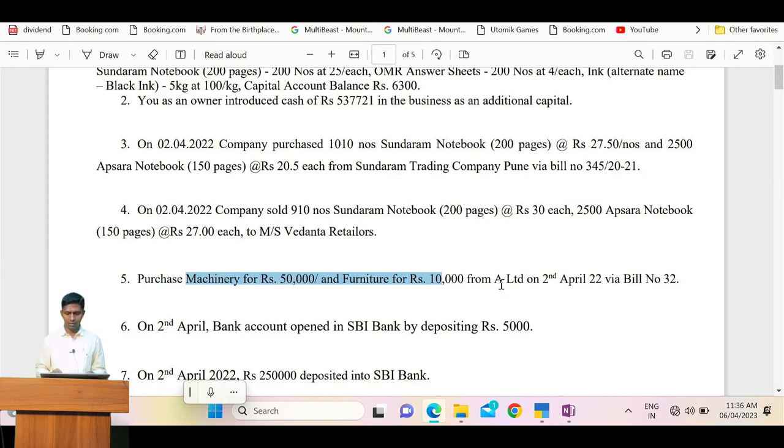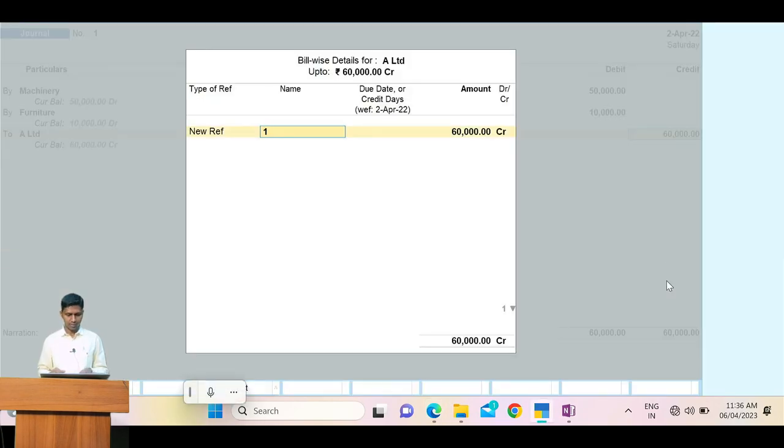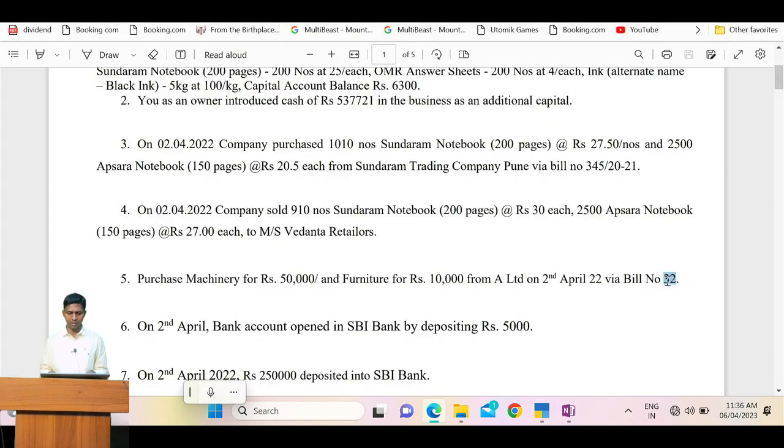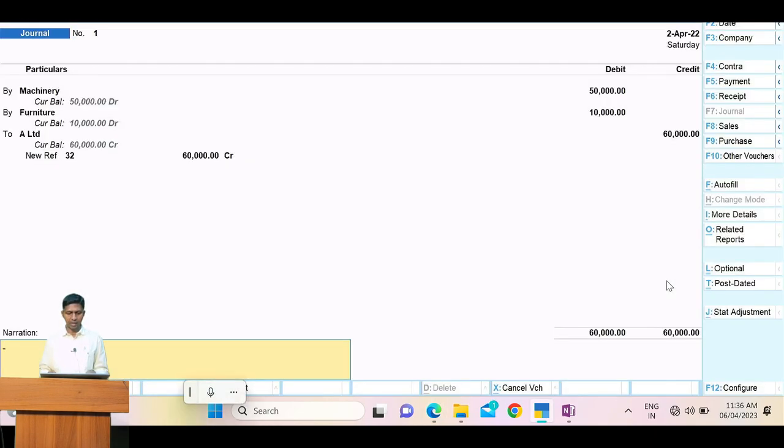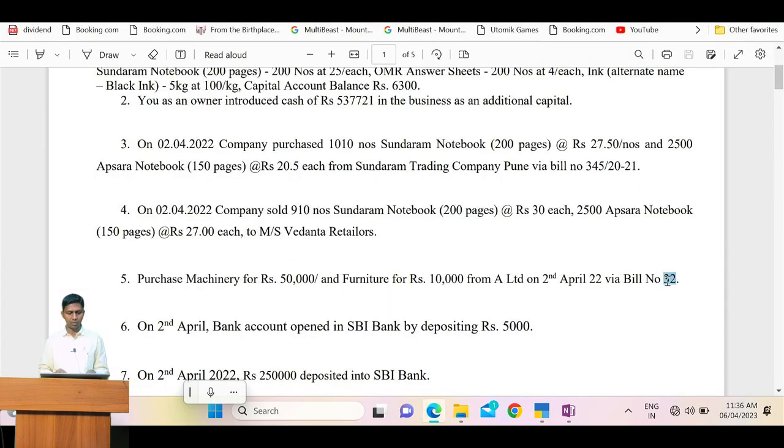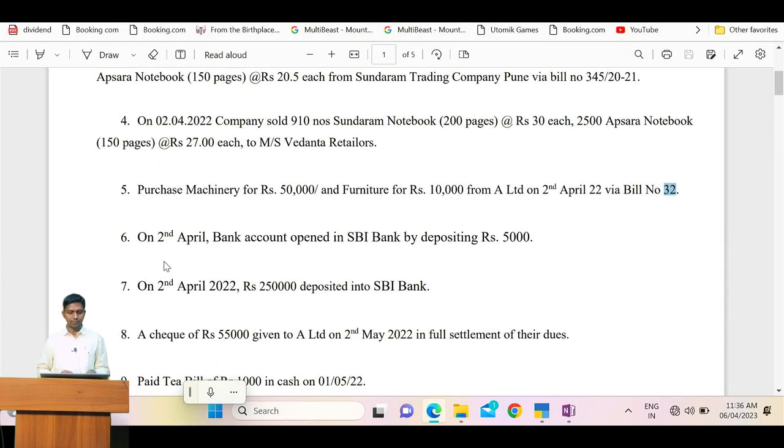Now the bill number is given, yes, bill number 32. Type there 32. And the due date we don't know. Credit days, have they given? No. Enter, accepted. 2nd April, over. This entry is also over. Then understand the difference between the regular day-to-day purchase of inventory items and the fixed asset purchase. Day-to-day regular items go in a purchase voucher type, and fixed assets in a journal voucher type. Debit and credit you can give, you know the entry.